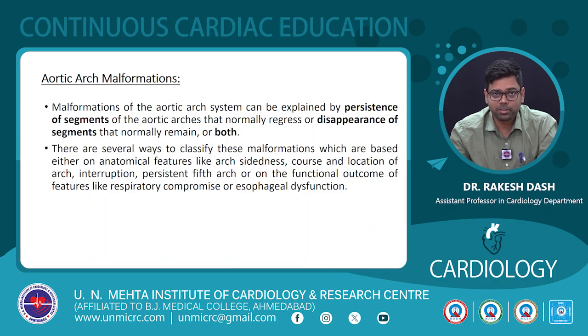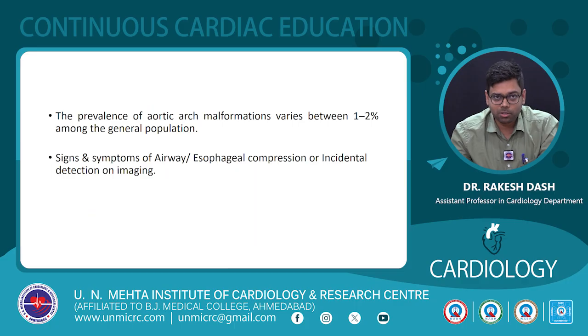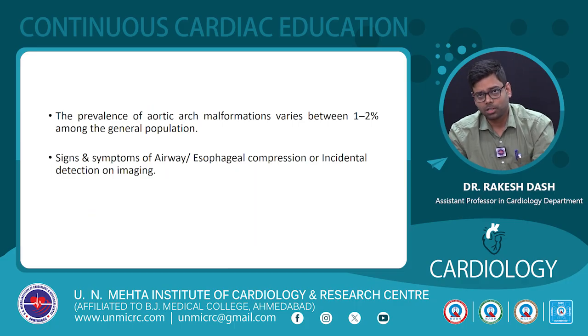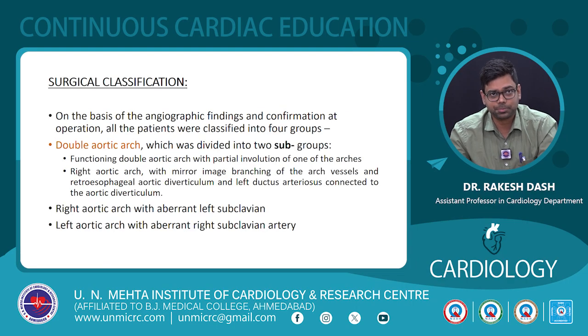They are classified in various ways. It may depend on anatomical features like arch sidedness, course and location of the arch, interruption, persistent fifth arch, or on the functional outcome of the feature like respiratory compromise or esophageal dysfunction. Most common arch anomalies are associated with 22q11 deletion, which is called DiGeorge syndrome or velocardiofacial syndrome. The overall prevalence is around 1 to 2%, and they may be associated with airway or esophageal compression symptoms.